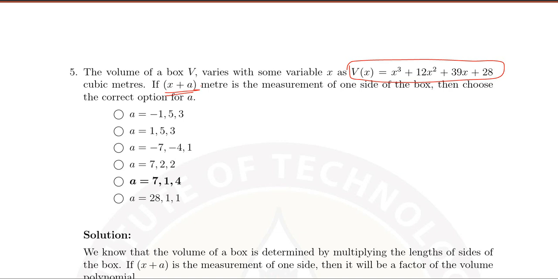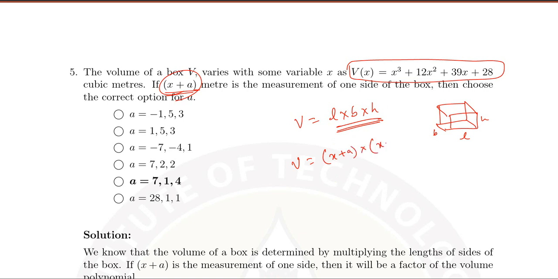So we know that volume V of a box is given as L into B into H, correct? This is L, this is B, and this is H, right? And x plus a represents that thing, right? So in other words, what I see is this is basically a factor, right? So assuming that V can be its product of factors, it can be x plus a into x plus, let's say, another variable, a1, into x plus a2, correct? So this can represent L, B and H. So all we are interested in here is to find this a value, correct?